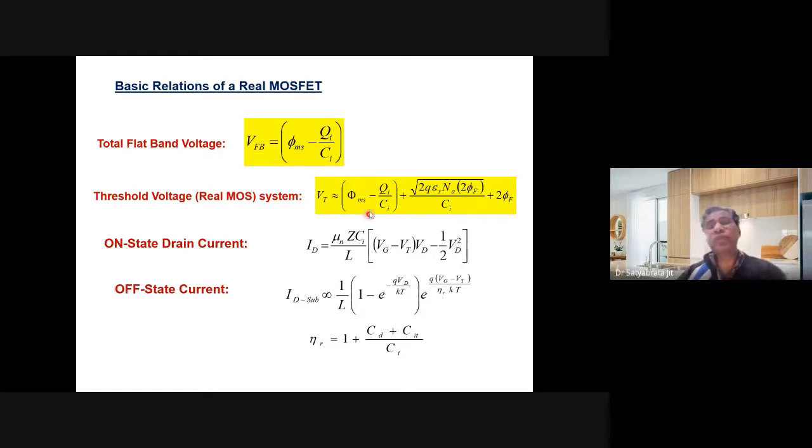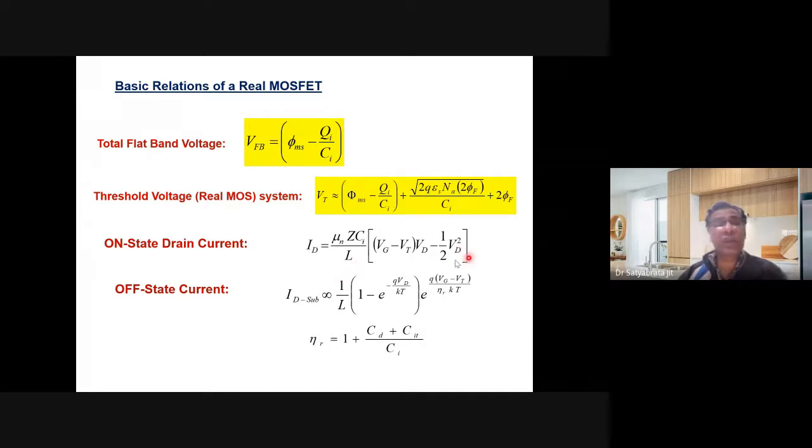So phi ms is the difference in work function between metal and semiconductor, and this term involves the insulator charges and the insulator capacitance, right? Here phi f is the Fermi potential, which is actually kT by q ln Na by Ni. So there are some relations here.